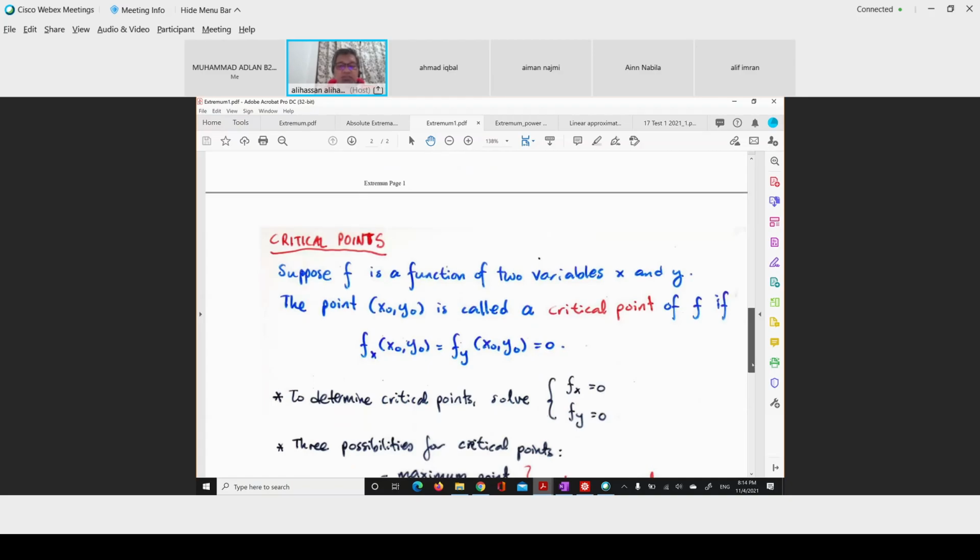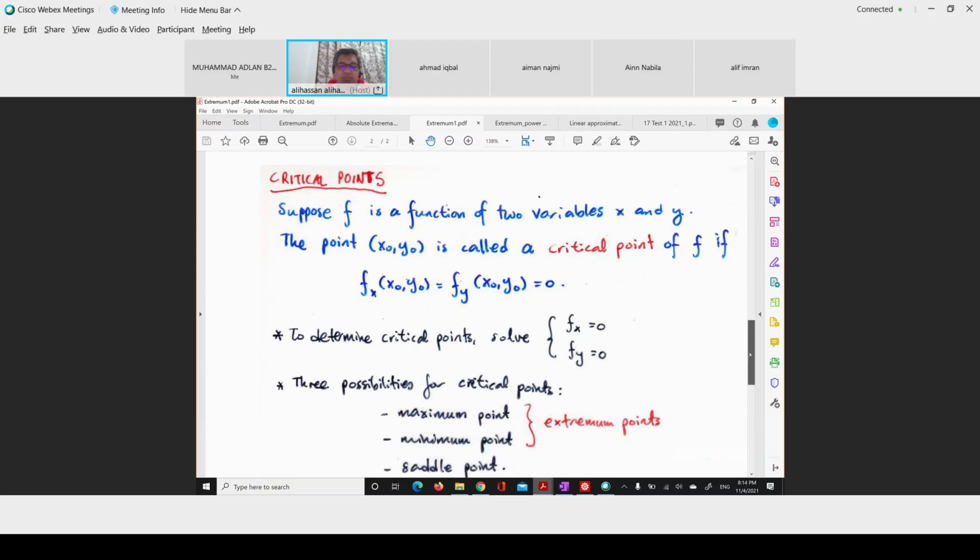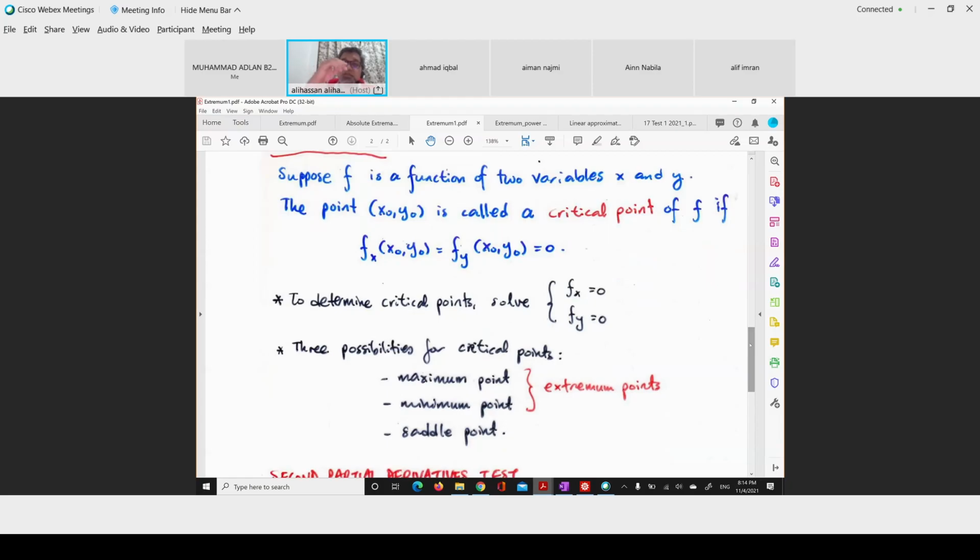So given a function z equal to f of x, y, how do we determine the critical points? Remember, f(x,y), the graph is a surface, right? It is a surface. So on the surface, sometimes we have maximum points, we have minimum points, and also saddle points.